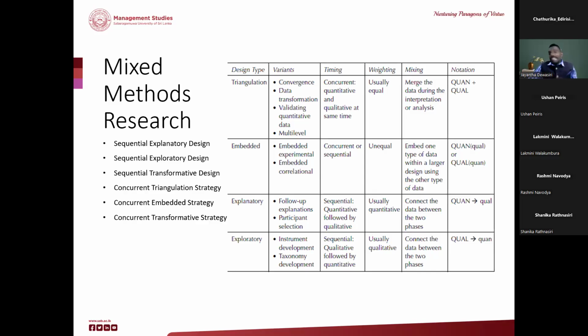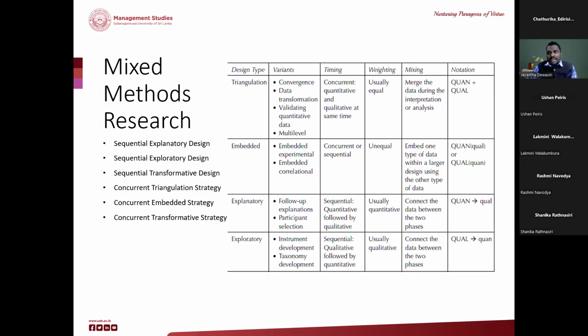So the data collection is happening at the same time. That is concurrent. But for the quantitative part, 1,000 participants are used for the survey.